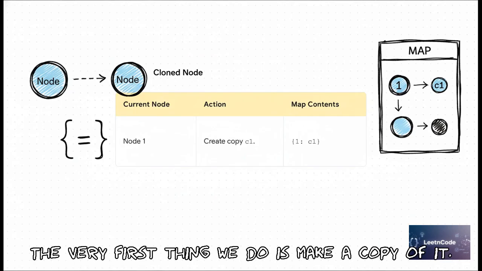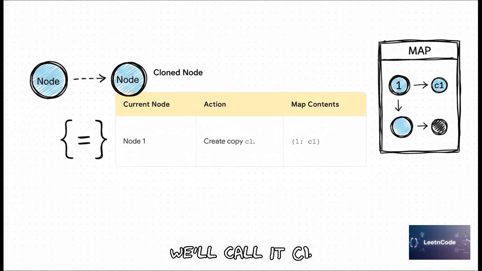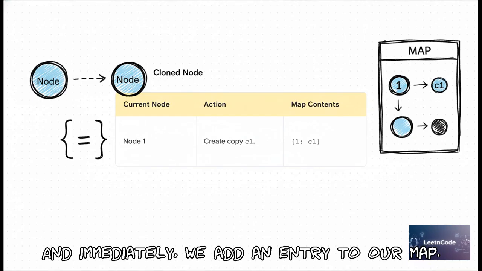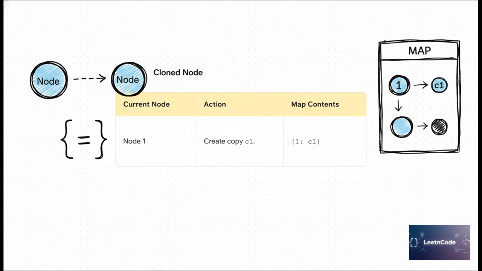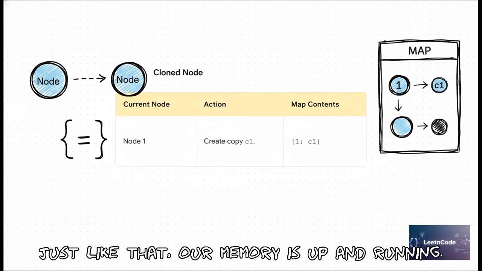The very first thing we do is make a copy of it. We'll call it C1. And immediately, we add an entry to our map. We're telling it, hey map, the original node 1 now corresponds to this new clone, C1. Just like that, our memory is up and running.